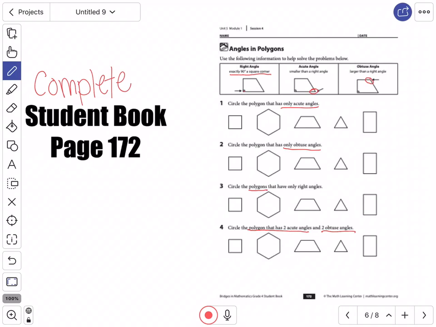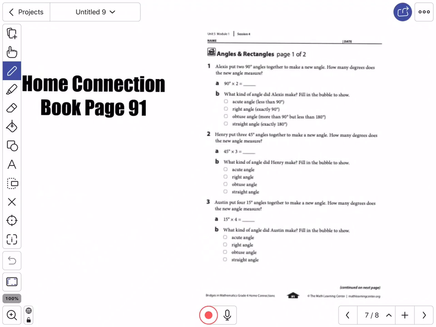I am not going to do this for you, boys and girls. I want you to do this on your own. I'm just kind of explaining the directions to you, okay? So I would like you to complete student book page 172 for me independently and upload into Seesaw, okay? And then, so that's part of it.